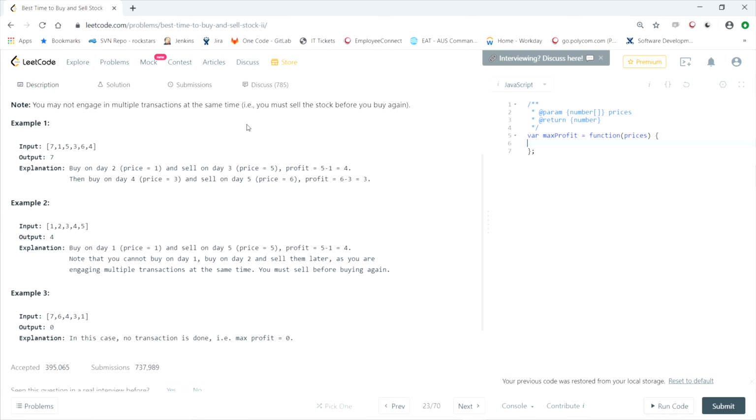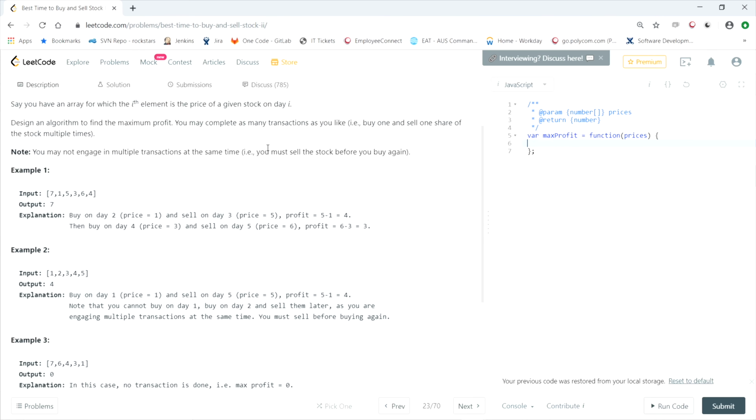The first example they give us is with the stock prices being 7, 1, 5, 3, 6, 4 and the output is 7, because you would buy here when it's 1 and sell when it's 5. That'll give you a running total of 4. And then you would buy here when it's 3 and sell when it's 6. That would be 3. You add that to the total of 4 so far, and that'll give you 7.